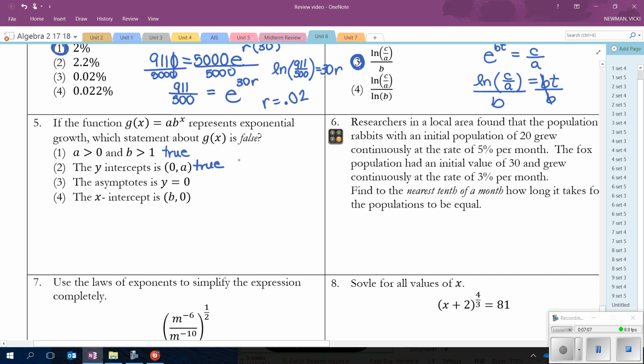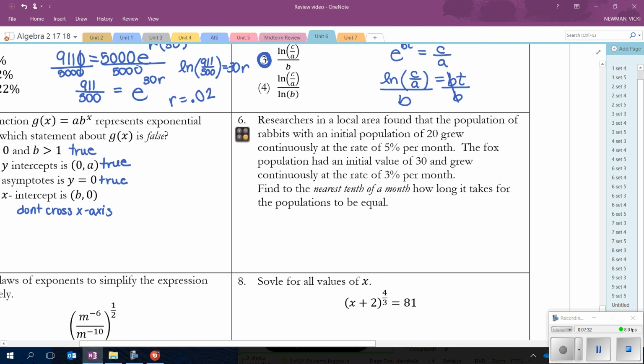The asymptote is y equals 0. Yeah, there's no vertical shift. True. The x-intercept is b0. False, because we know exponentials don't cross the x-axis. So, choice 4.